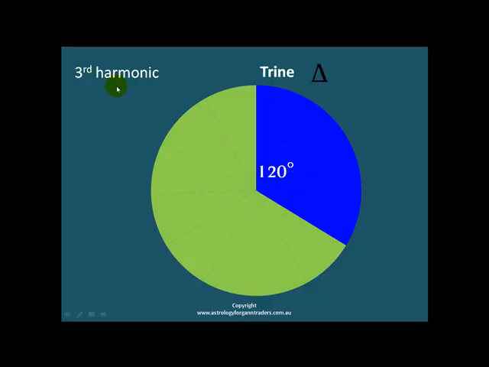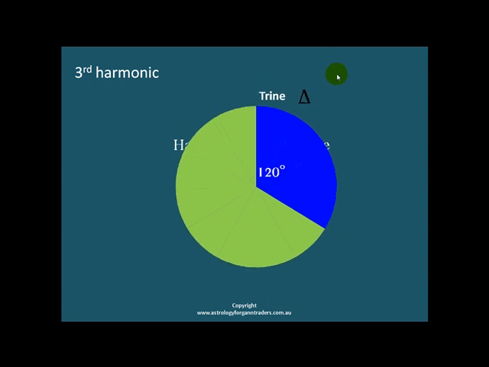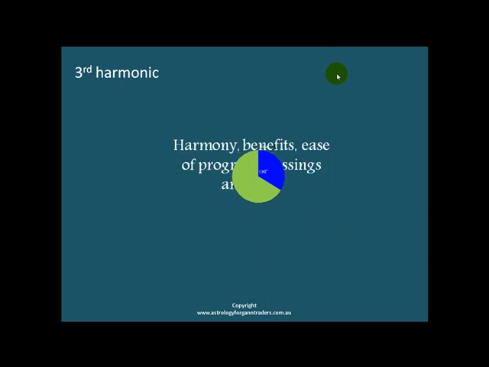Here we get to the third harmonic. Basically we are dividing a circle by 3, and we get 3 segments of 120 degrees, and this is our magic trine, which looks like a pyramid. If you get lost, you look at it and remember you're reaching the heavens. It's very positive. So that's the green part of the Gann emblem, and again it's very positive, harmonious, benefits, ease of progress, blessings and gifts.